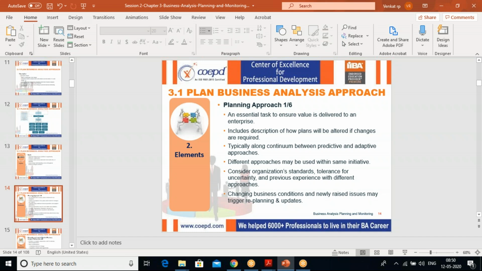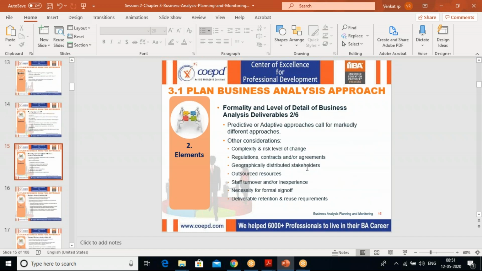When we are planning our approach, we should keep in mind our organizational standards, the tolerance levels of uncertainty, and what exactly worked out previously and what did not. If you consider that, then our approach will be good. Changing business conditions and newly raised issues may trigger replanning and updates. That's what I've been telling you: at any point of time, we should be in a position to change our structure of approach due to a change in the concerning parameters.